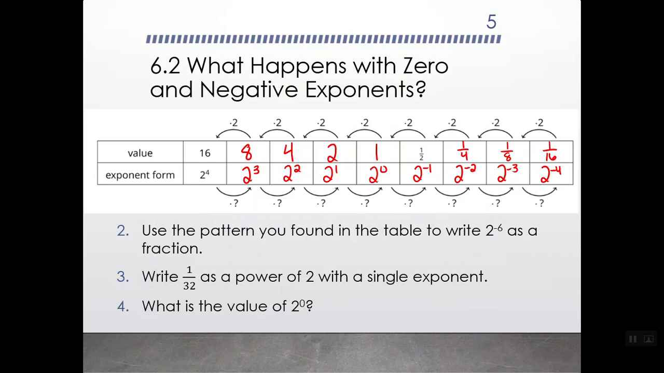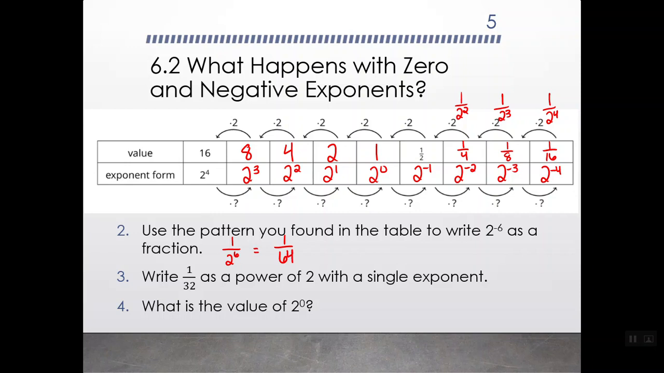Using this pattern, how would we write 2 to the negative 6th as a fraction? Well, what I want to share with you is that 1 over 4 is the same as 1 over 2 squared, and 1 over 8 is the same as 1 over 2 to the third. 1/16 is the same as 1 over 2 to the fourth. So if we want to write 2 to the negative 6th as a fraction, we would say 1 over 2 to the 6th, which would then be 2 to the 6th power, which is 64, so 1 over 64.